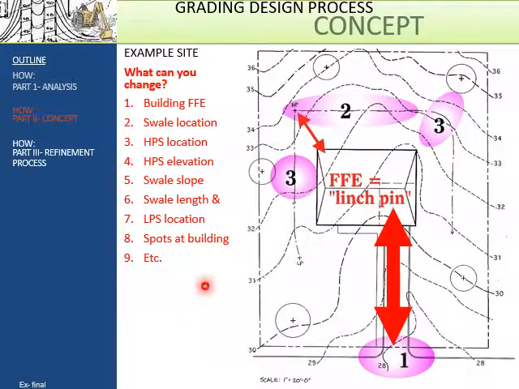And I've made a little list here. And this is not the all-inclusive list, but it's a fairly simple list. You can change the finished floor elevation. You can change how far away the swale is from the building. You could change the high point location along the swale if you wanted. You could change the elevation of the high point of the swale. You can change the slope in the swales. You can change the length of the swales. And of course, at the same time, that would probably change the low points of the swales. You can change the spots at the corners of the buildings. You have lots of things that you can change.